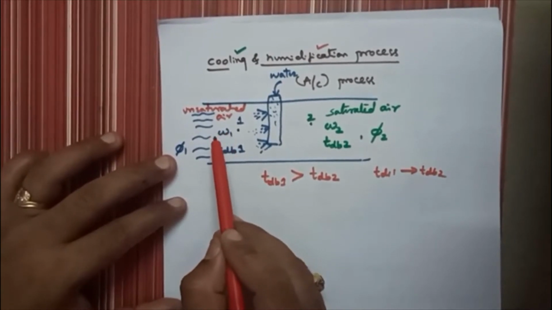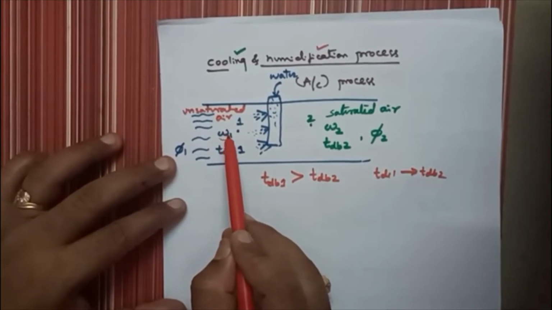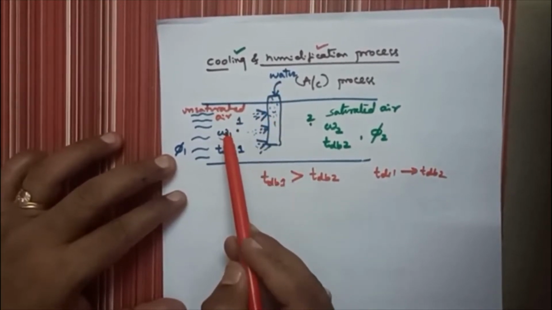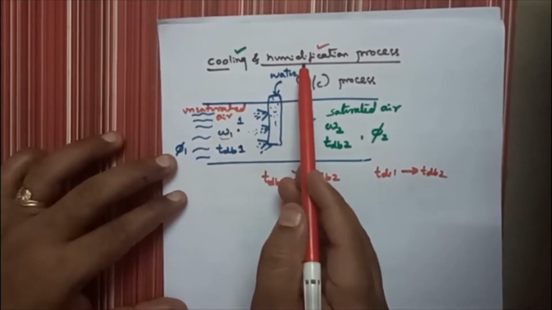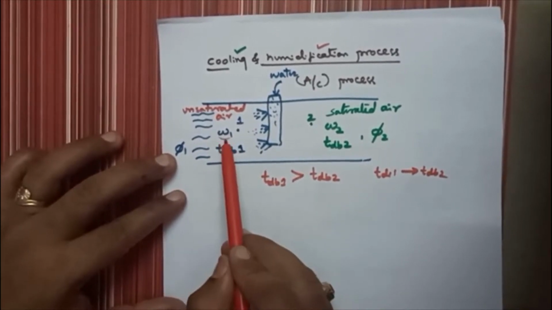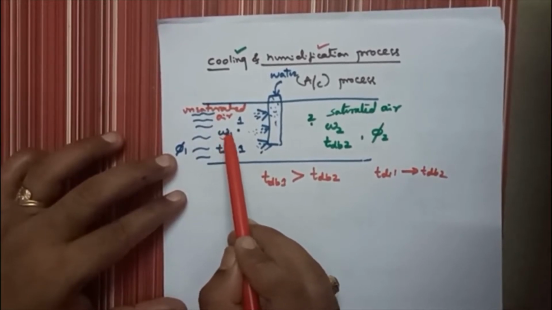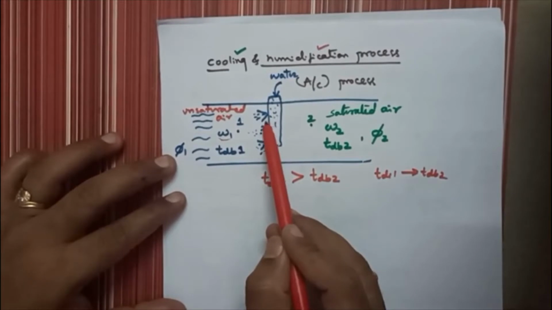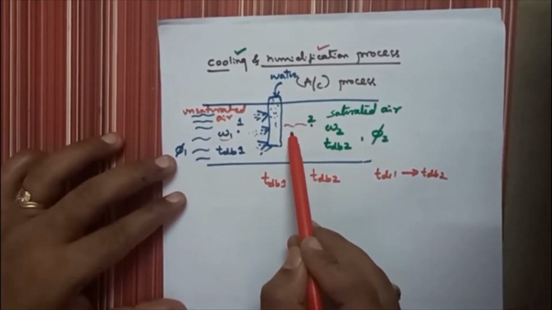And initially at point number 1 the moisture content is less. For that reason only you are adding the water. If the moisture content is more, then there is no question of humidification. That would become dehumidification, removing of water vapor. So here at point number 1 the moisture content is less. You are adding the water and increasing the moisture content or water vapor inside the air, and it comes outside.